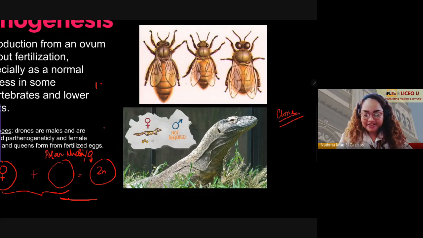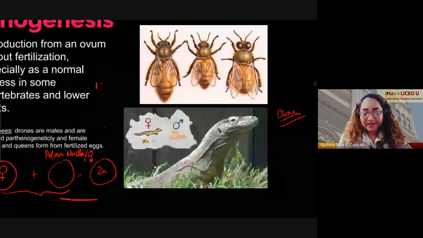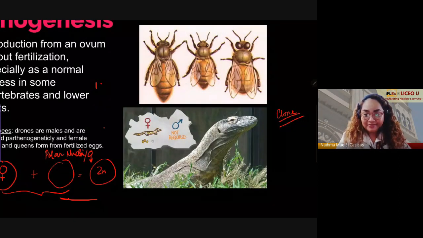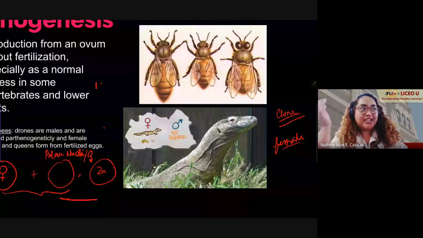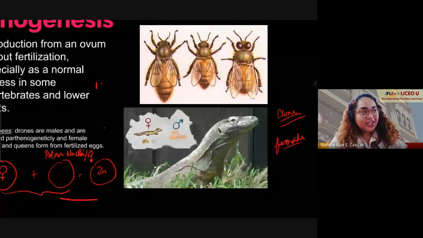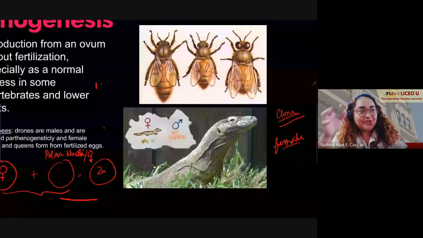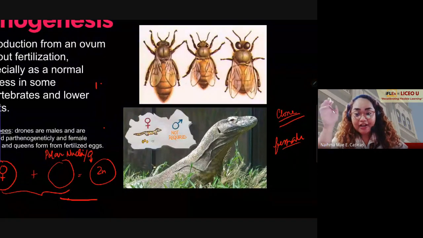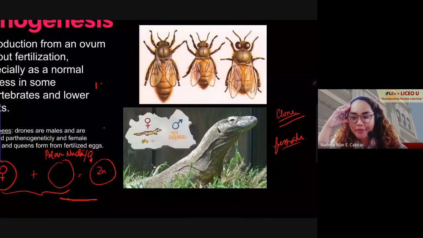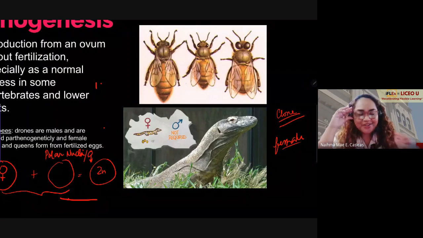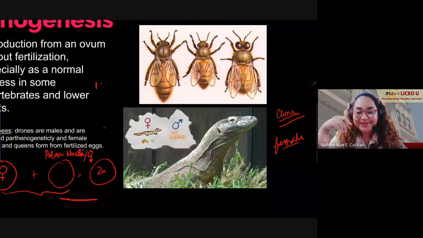Now, what do you think would be the sex of the offspring? Will it be female or male? Because it just makes sense. So eventually, as the years go by, all the Komodo dragons on the island will be female. The population of males will become very small, until the only ones left are female, because they can reproduce on their own.